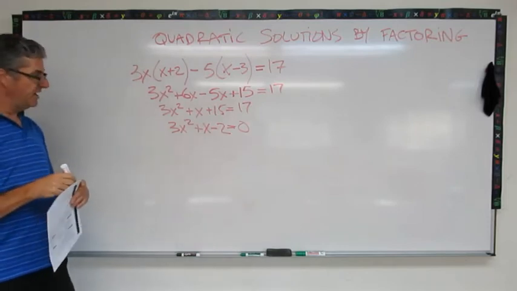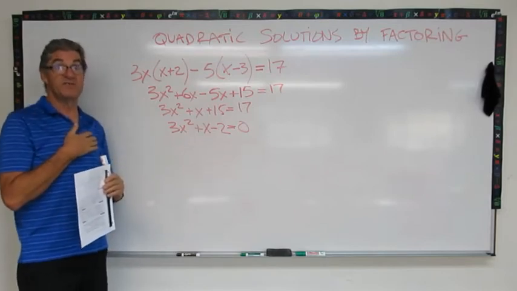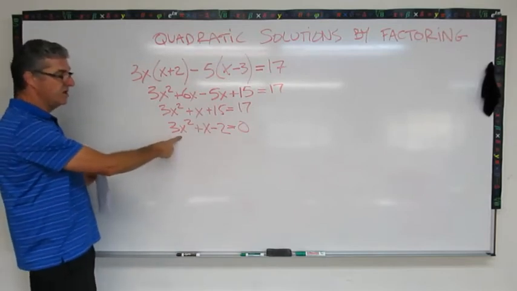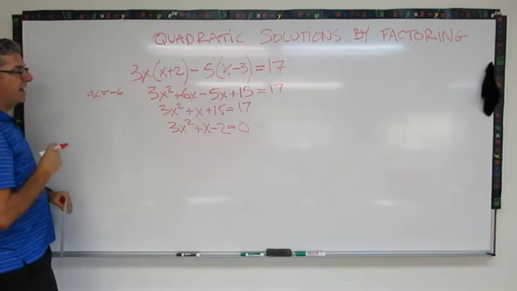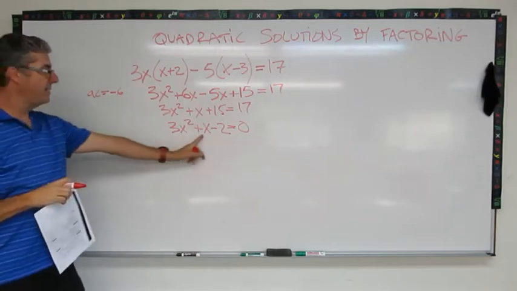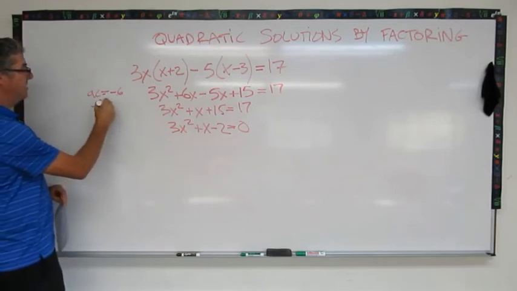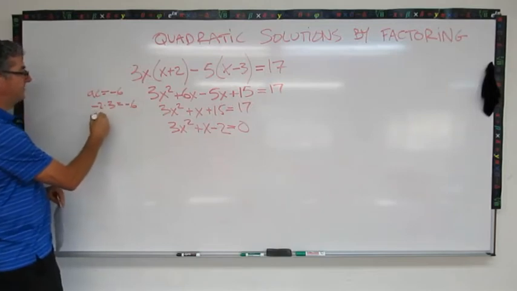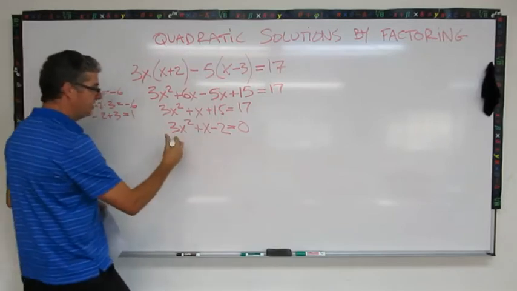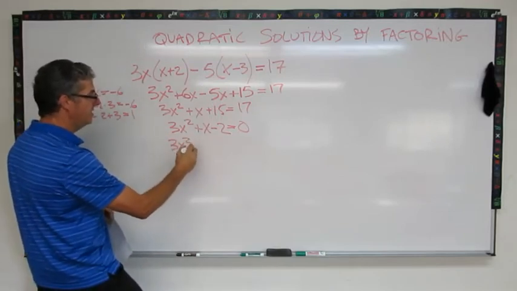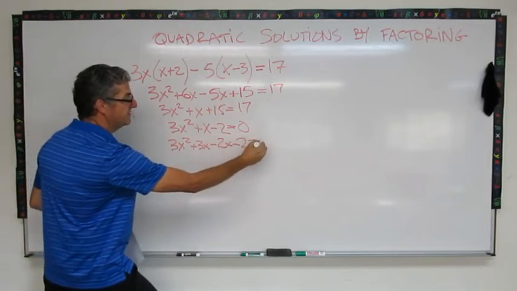So now I have to split the middle term again. I'm doing this on purpose because that's the most tricky factoring method for students to master. I have a coefficient on my x squared term, so I'm going to look for my AC. AC equals negative 6. I need two factors of negative 6 that add up to 1. So how do I do that? I would do negative 2 times 3, that's negative 6. Negative 2 plus 3 equals 1. So it's negative 2 and 3. So let's do it this way. 3x squared plus 3x minus 2x minus 2 equals 0.